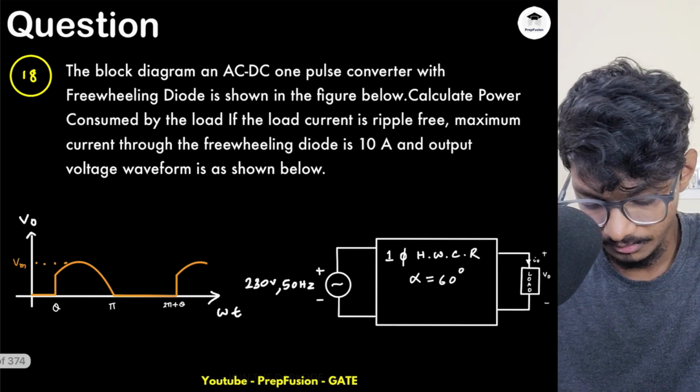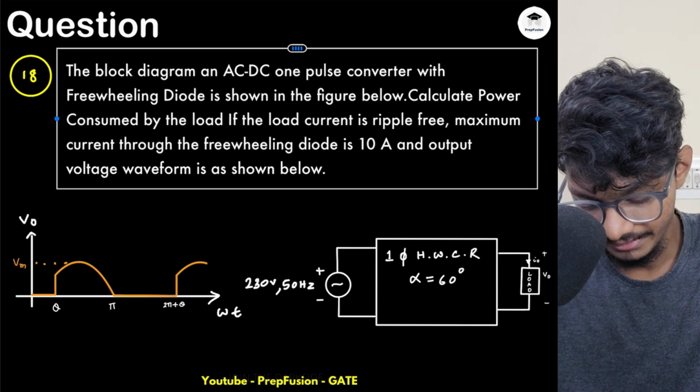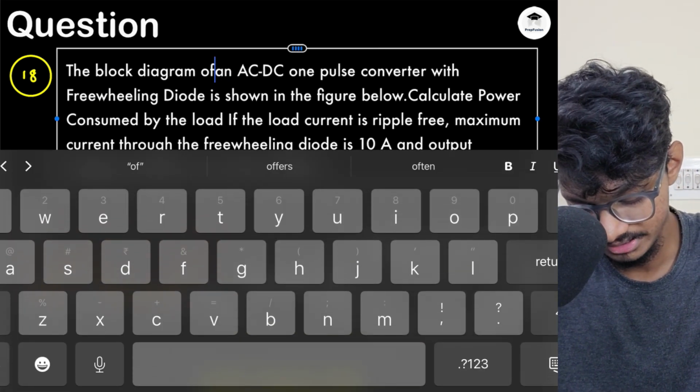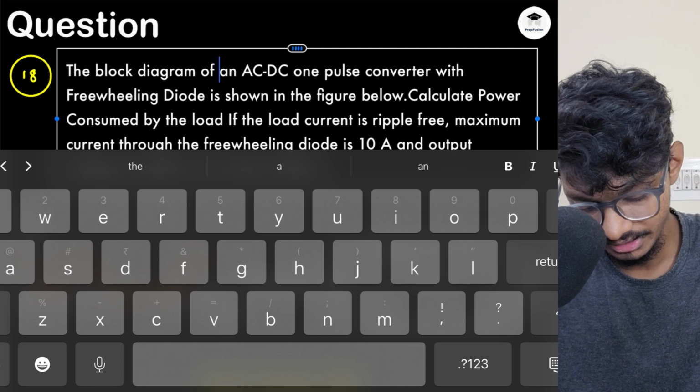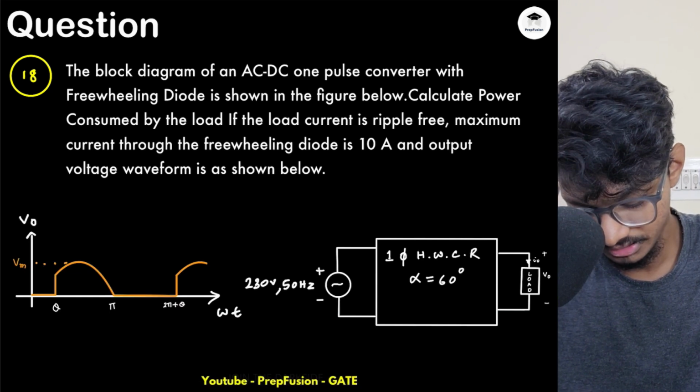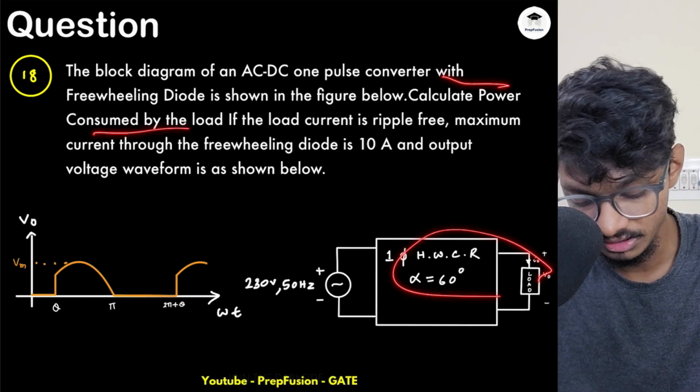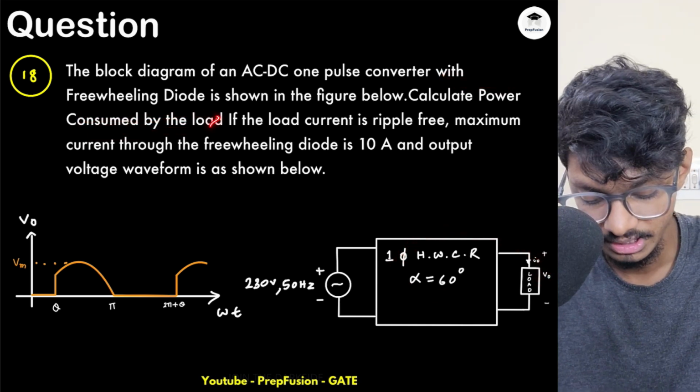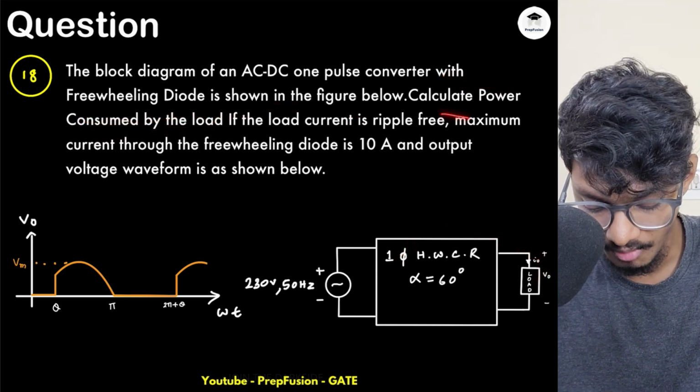Okay, next, the block diagram of an AC to DC 1 pulse converter. Again, this is a half wave rectifier only with freewheeling diode. Now this has freewheeling diode. They have specifically said, as shown in the figure below, calculate the power consumed by the load.